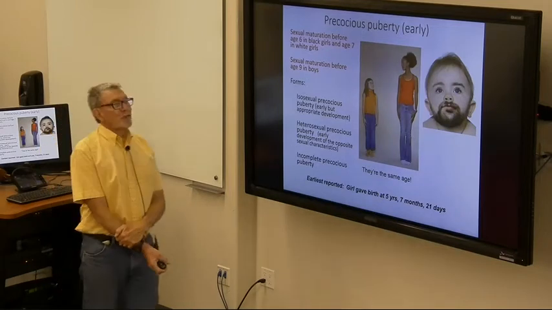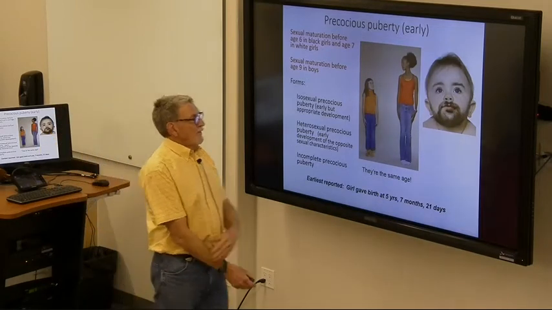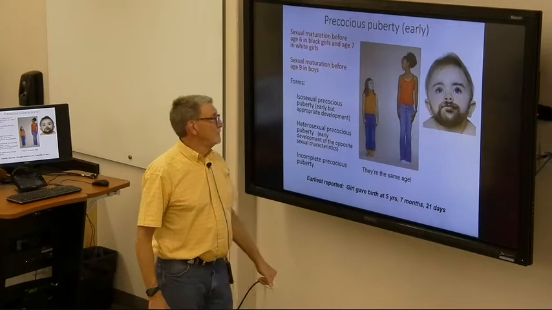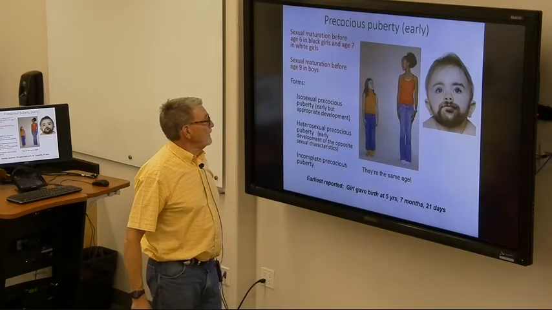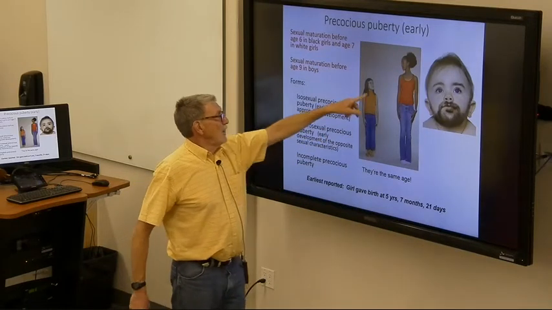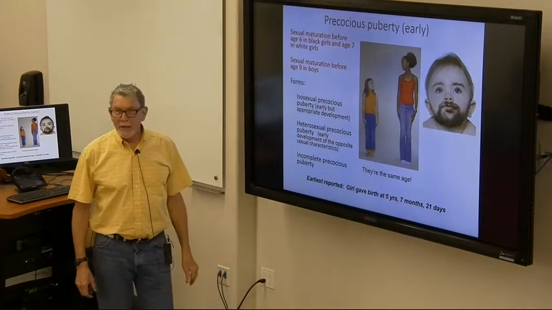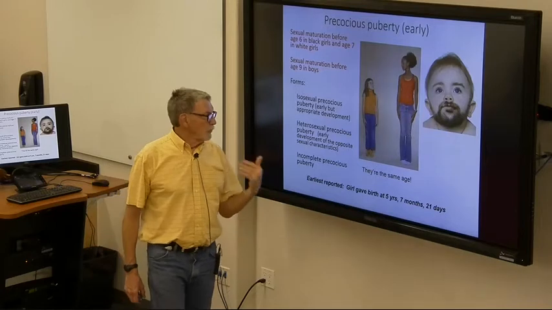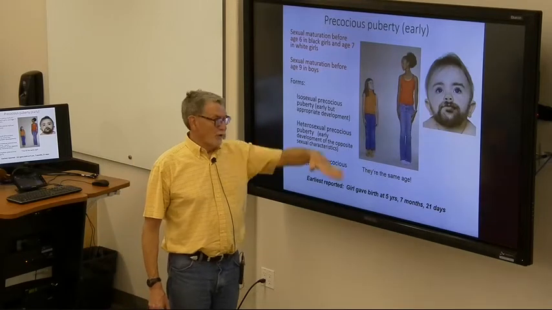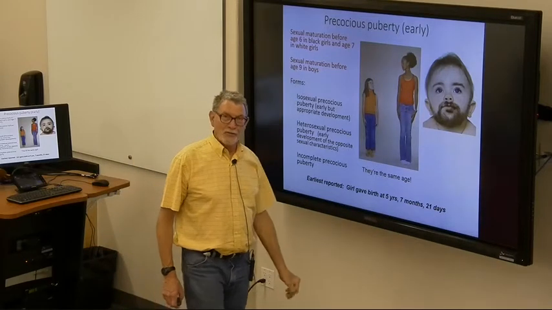Precocious puberty means too early. Now that would be early, as is this, same age. Some girls by the time they're 9 have already gone through puberty and are starting to grow really fast.